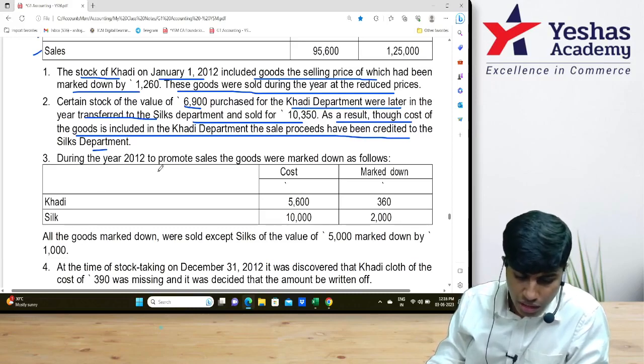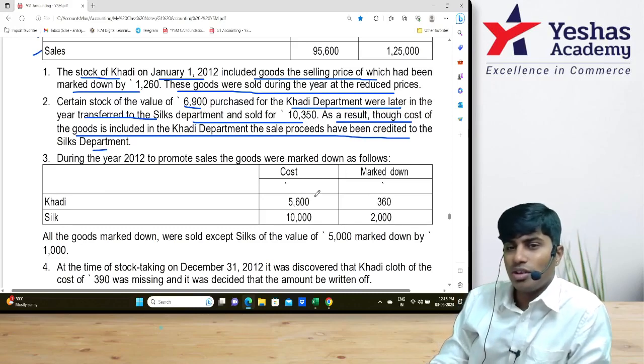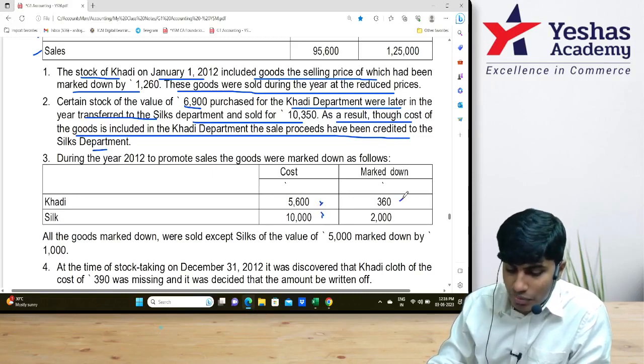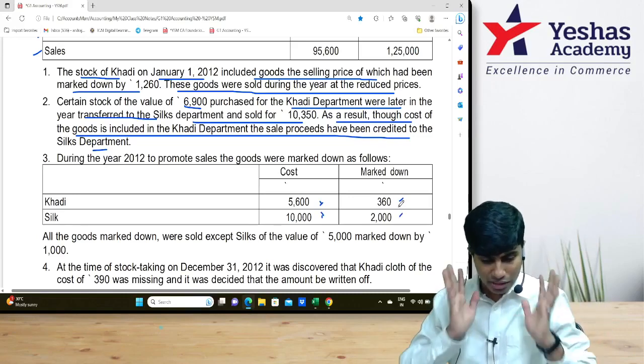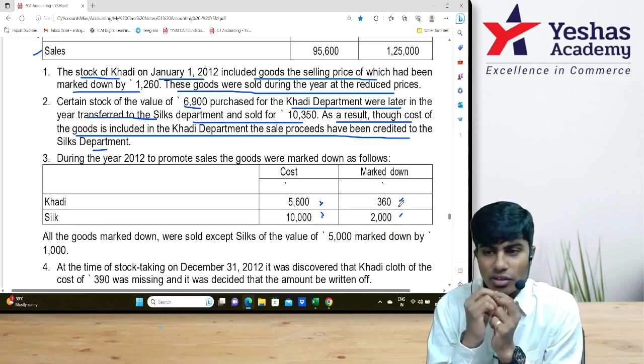During the year 2012, to promote sales, the goods were marked down as follows. What have they done? They marked it down as follows. So we don't care about this 5,600 and 10,000. What we care about is how much is marked down: 360 and 2,000. So which part is being marked down now?